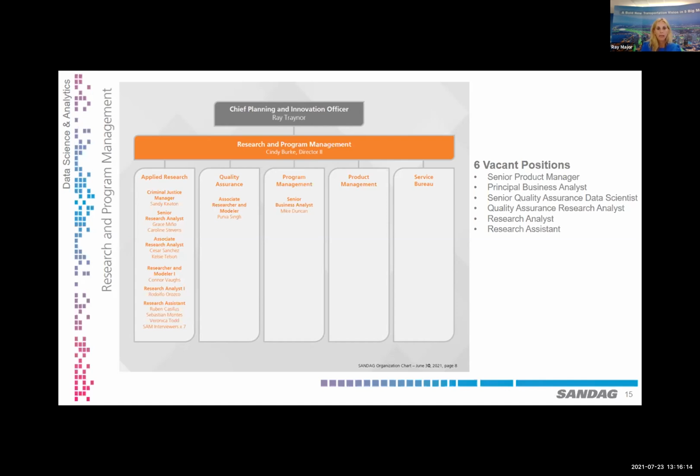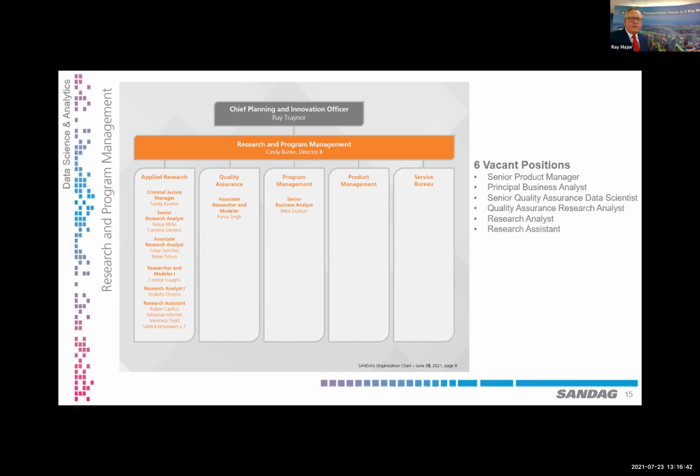Basically for the applied research staff, we also do applied research at the agency, which I'll be talking about more. We have a number of staff there. We also have quality assurance and quality control of the data, program management, the service bureau, and product management. I have 9 staff who are on right now, and then I have 6 vacant positions. So about 40% of the 15-member team that I have under me right now is also vacant.